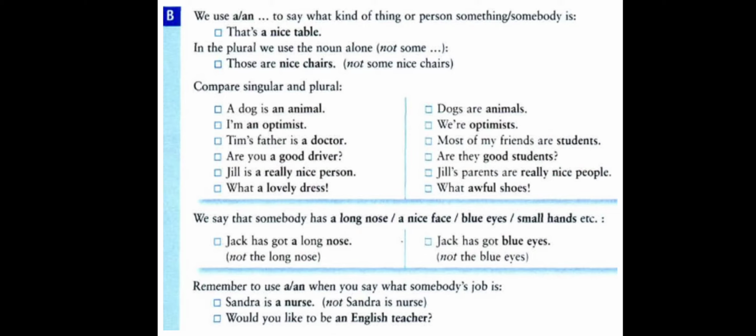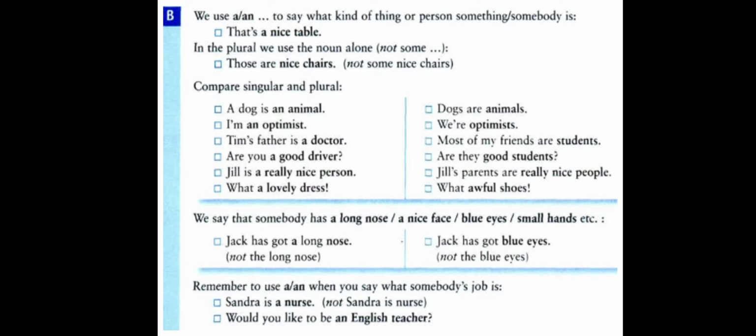Compare singular and plural. Here we have certain examples to compare between singular and plural. First one, a dog is an animal. The species animal. If we speak about a dog, then it is one dog, so we say it is an animal. It is singular, so we say an animal. If we say dogs, they are plural, so we say dogs are animals. We don't use any article because dogs are plural and animals are plural.